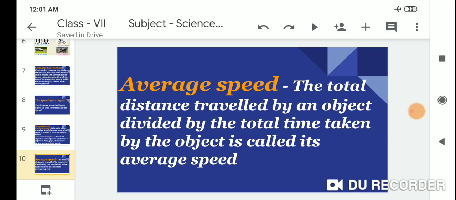Average speed: the total distance traveled by an object divided by the total time taken by the object is called its average speed.